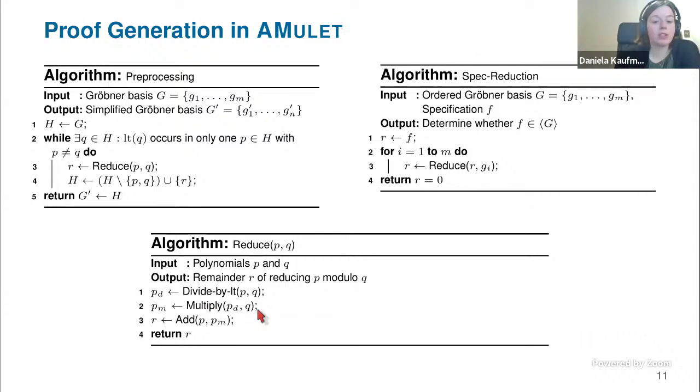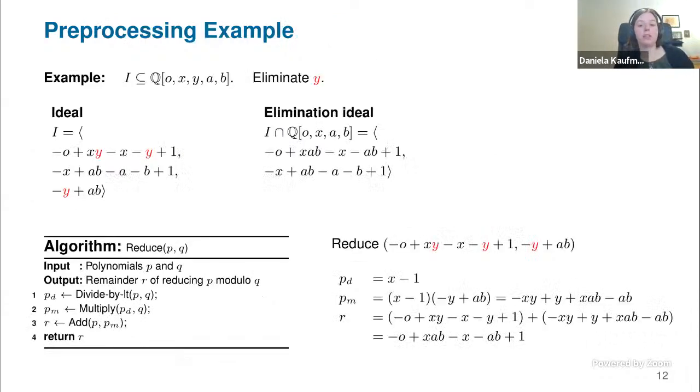Then we do a multiplication step and an addition step. And I better show this quickly on an example because then it's easier to see what is going on in this algorithm. For that, I take again the pre-processing example, which I showed before the talk, where we have our ideal and we reduce the first polynomial here by the second polynomial in order to eliminate the y.